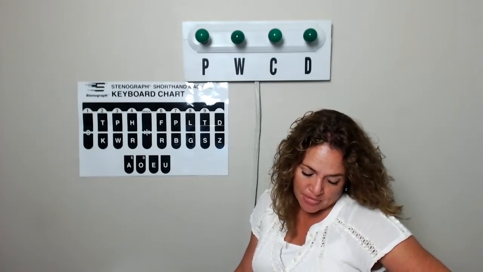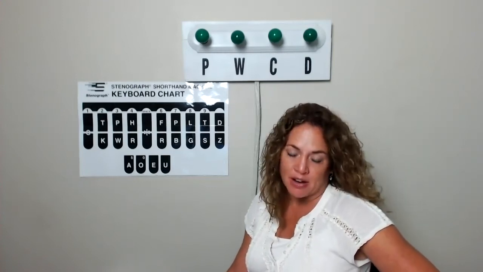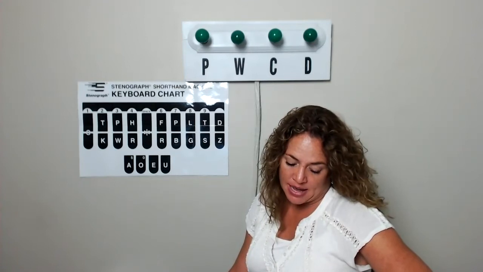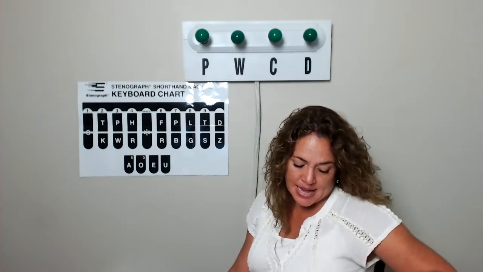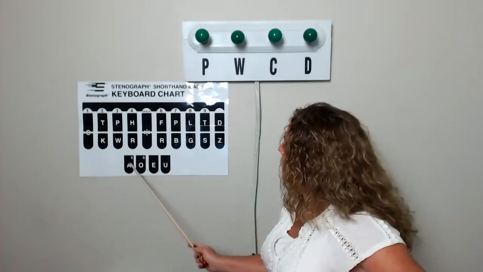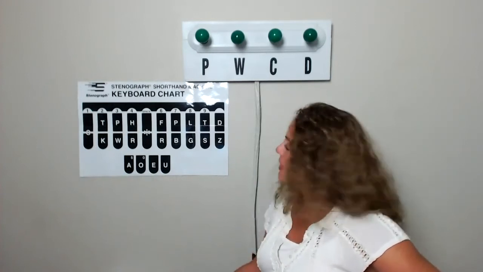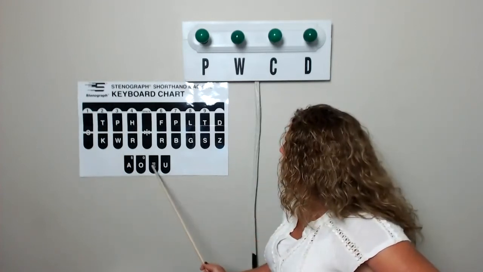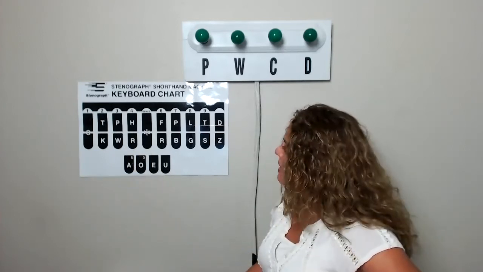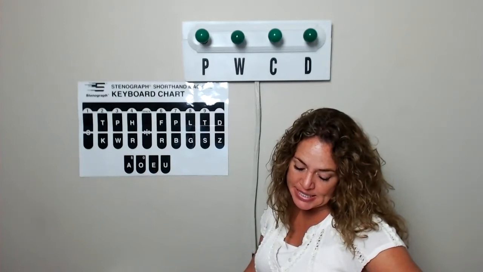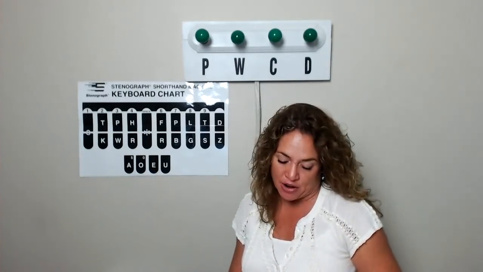S-N-A-O-Z. Snood, S-N-A-O-D. Snort, long O. Snide, long I. Snoot, S-N-A-O-T. Snazzy, S-N-A-Z, come back for A-E, snazzy. Sniffly, S-N-I-F, come back for L-A-E. Snippet, S-N-I-P, come back for E-T. And sneaker, S-N-A-E-K, come back for E-R.